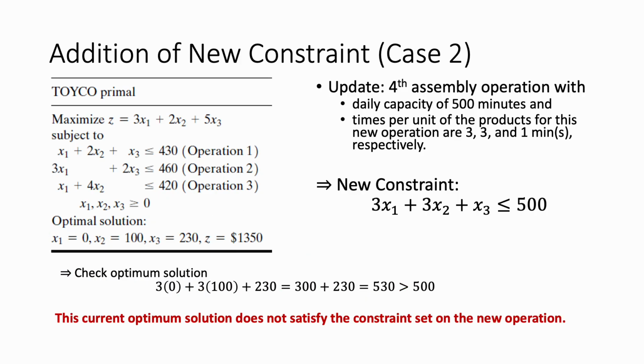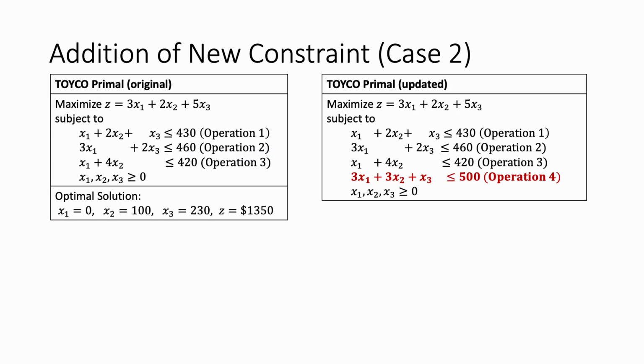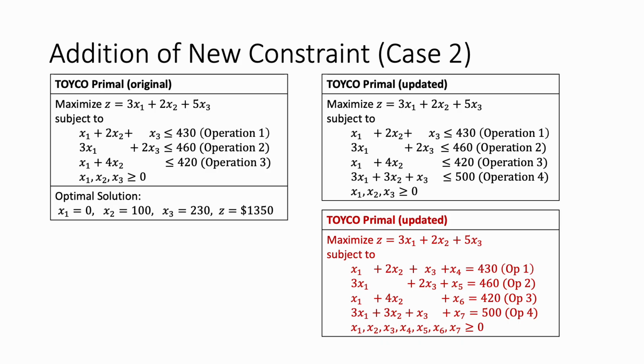So what do we do? We interpret this as the current optimum solution not satisfying the constraints set on the new operation. Therefore, we need to implement the primal dual simplex to fix this issue. So first thing to do is to update the model. Now we consider the additional constraint. So this is the model in canonical form.